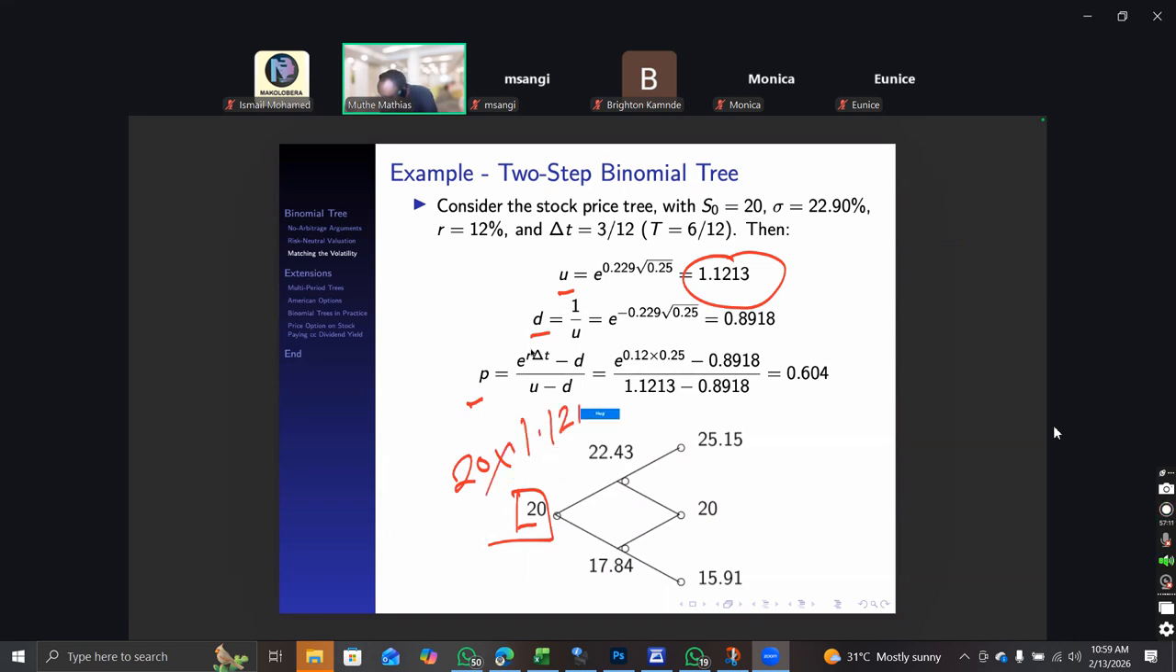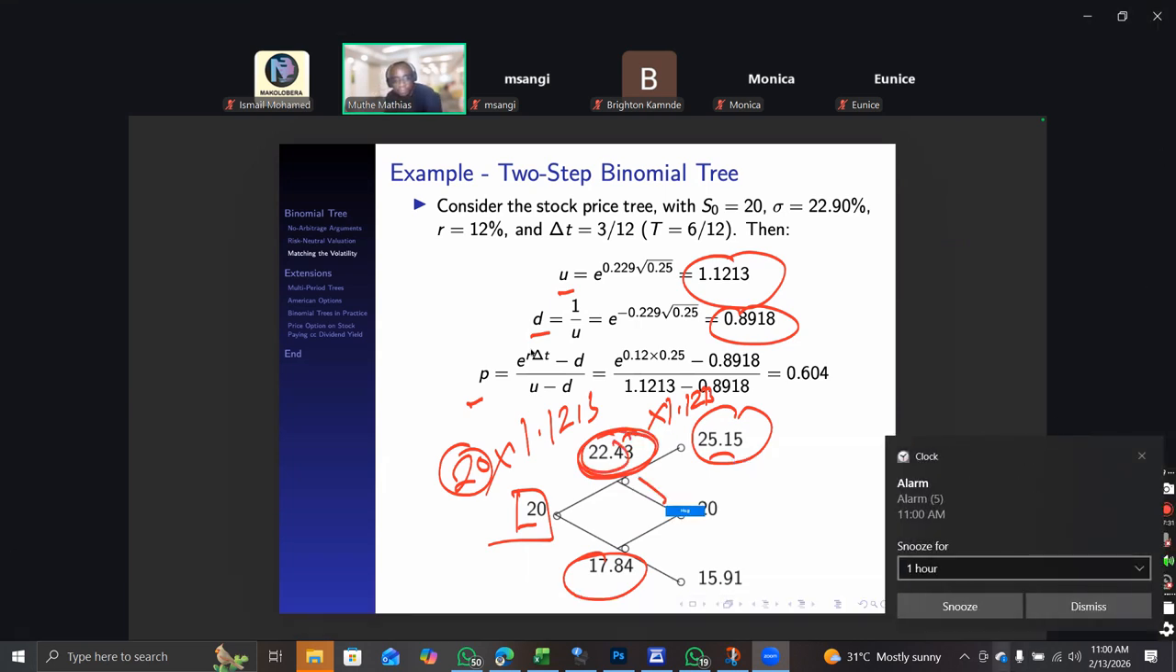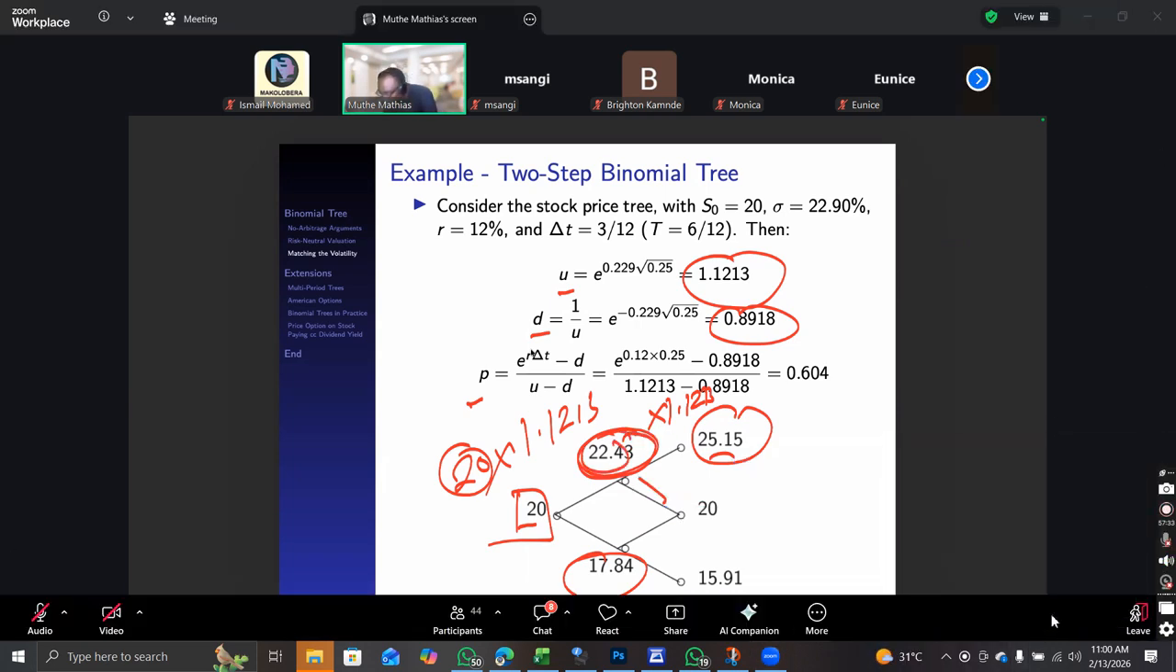1.1213, I will get this one here. If I take this 20 and then multiply by the down factor, I will get this one here. And to get this one here, I take this value again and multiply by the up factor again, which is 1.1213, and I get this. To get the down value, I take this value and multiply by the down factor. It is very, very easy.